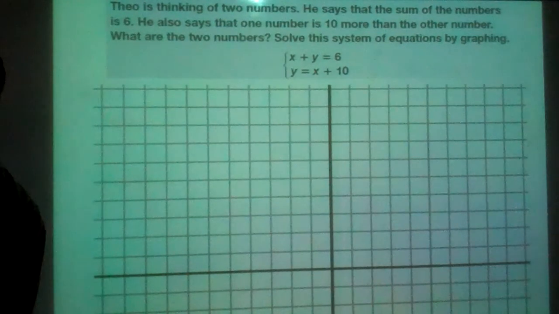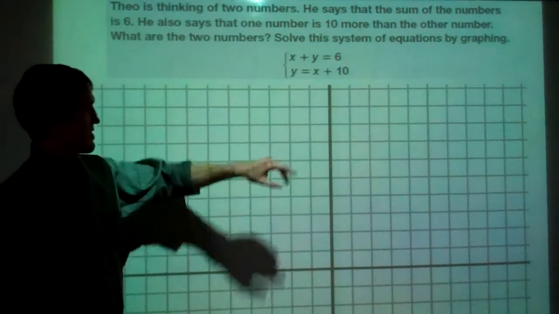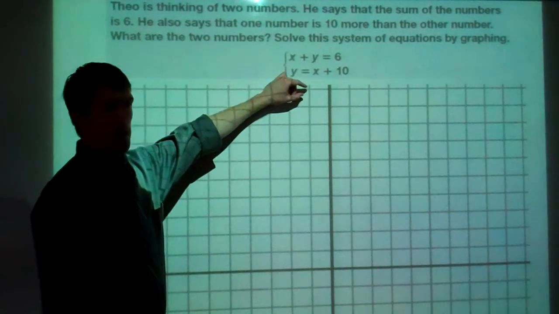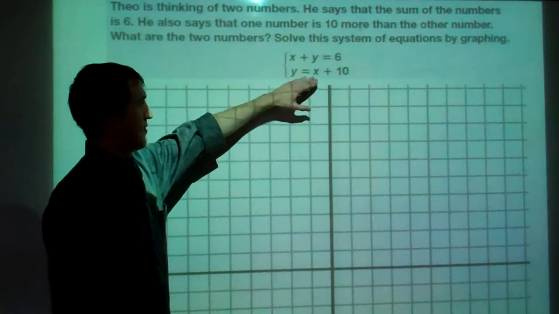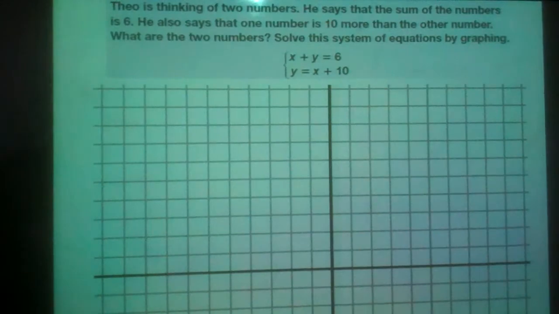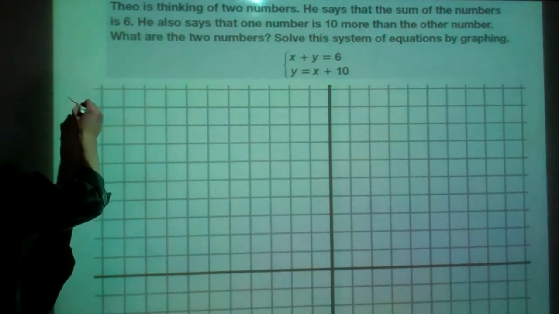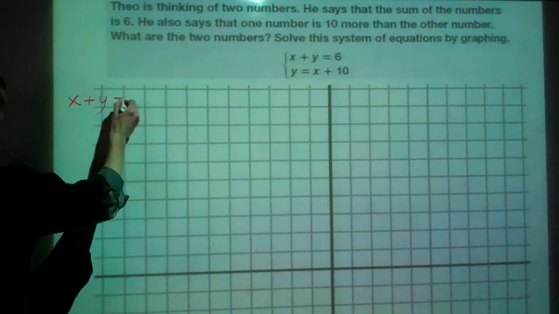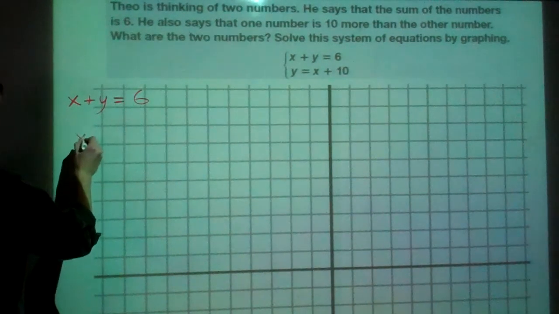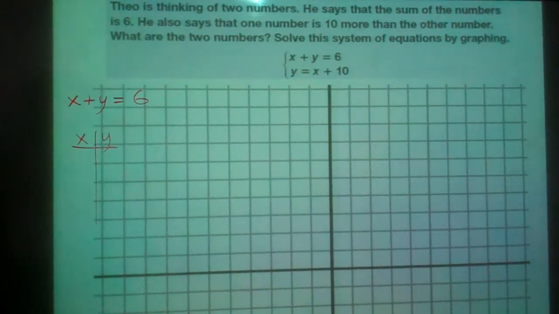What we need to understand at this point is if we're looking for two numbers that satisfy both equations, we're looking for the solution where this line and this line cross on the graph. So let's take a look at each equation and graph it first. So x plus y equals 6. And remember, we graph these by doing an XY chart, and we decide what goes in for x, and we figure out what y is going to be.